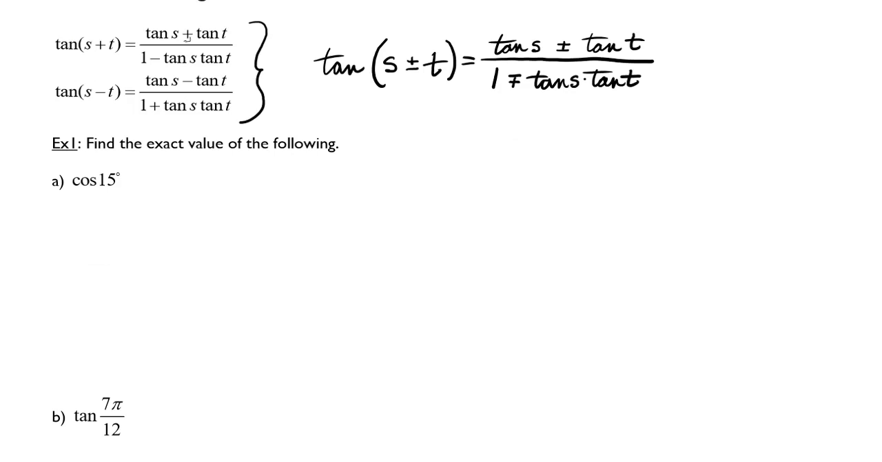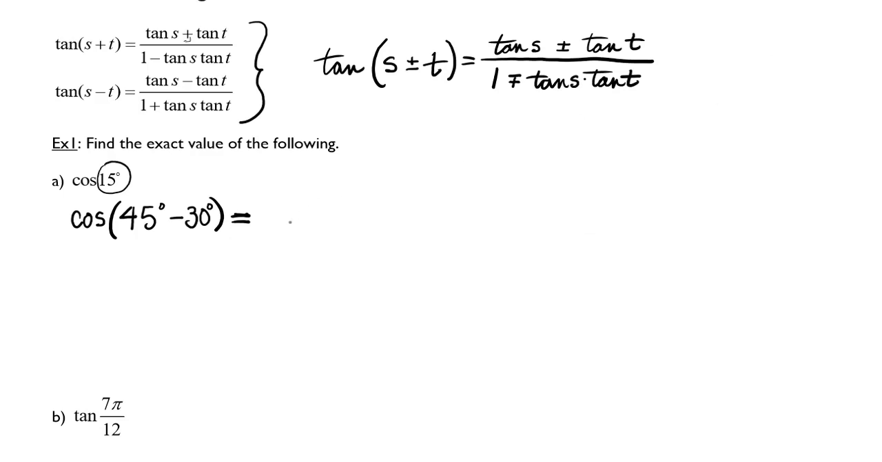Cosine of 15 degrees. Now, cosine of 15 degrees could be broken up into angles that we know. The first thing we could think about is, how in the world are we going to get 15 degrees from two angles that we're very familiar with? Well, we could do 45 degrees minus 30 degrees. Both of those angles we're very comfortable with, and the difference between them is 15 degrees. So now we can write the identity or formula on the right.